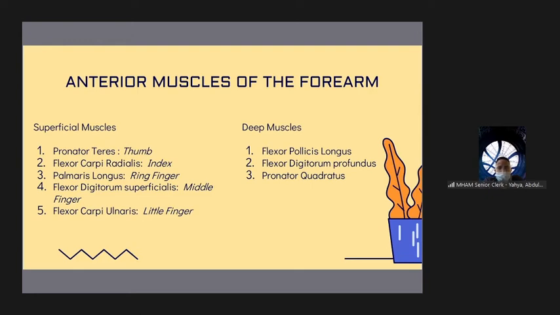The pronator teres is inserted into the middle of the radius. The flexor carpi radialis is responsible for the index finger, the palmaris longus for the ring finger, the flexor digitorum superficialis for the middle finger, and lastly the flexor carpi ulnaris, which is responsible for the little finger. The deep muscles involved are the flexor pollicis longus, flexor digitorum profundus, and lastly the pronator quadratus.